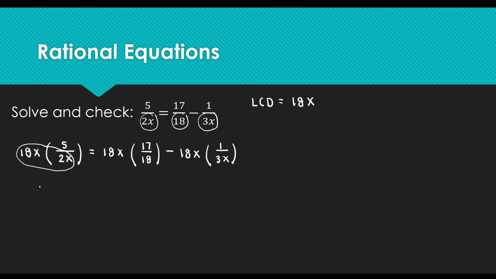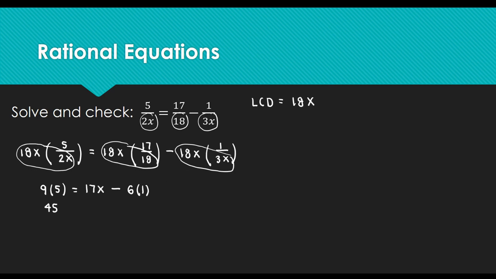So 18 divided by 2 is 9. X divided by x is really just 1, so there's no variable there. So really the first term is just 9 times 5. That equals, if I take 18x and divide it by 18, well, 18 divided by 18 is 1. So then x is really getting multiplied by 17. So that turns into 17x. I'm going to bring down that subtraction sign. And now I'm going to take 18x and divide it by 3x. So 18 divided by 3 is 6. X divided by x turns to 1. 6 is getting multiplied by the numerator, which is just 1. So I know I picked the correct LCD because there are no more fractions.